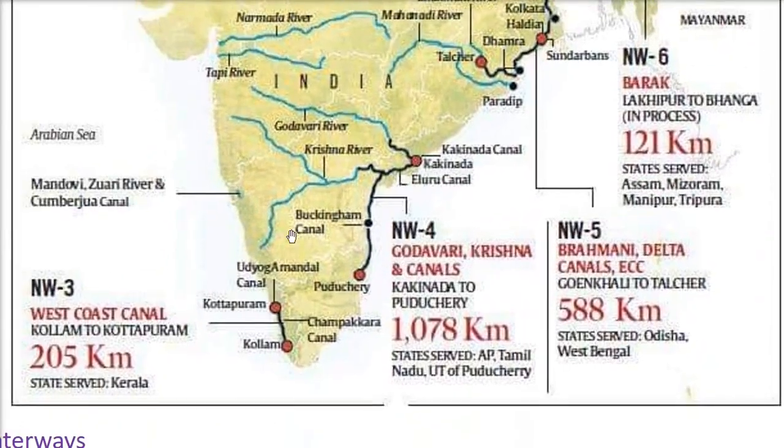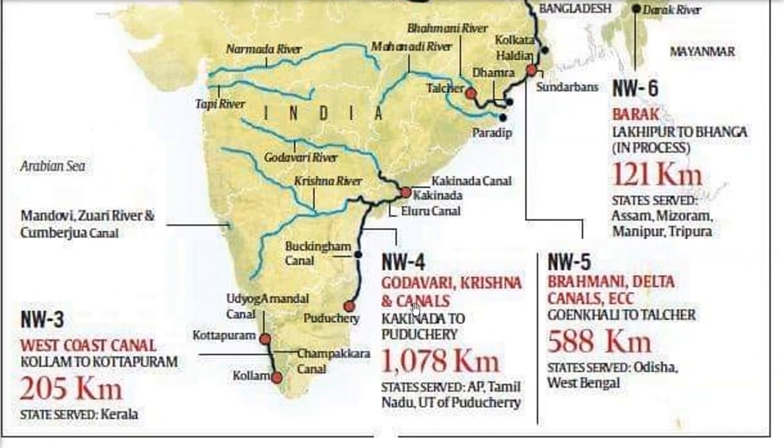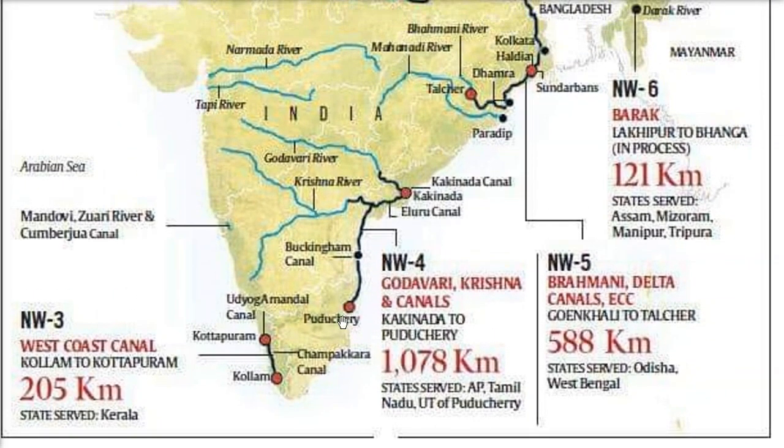Then we come to the third one, which is the West Coast Canal. The endpoints are Kollam and Kottapuram, around 205 kilometers. The state being served is Kerala. Then the fourth one is Puducherry to Kakinada. This is Kakinada and this is Puducherry, or Pondicherry as it was called earlier.